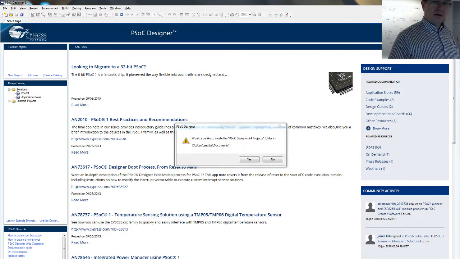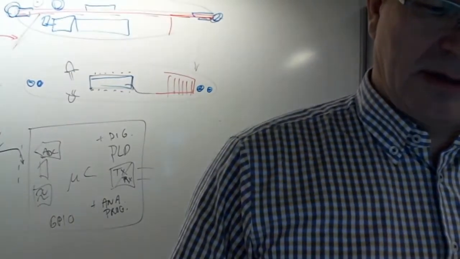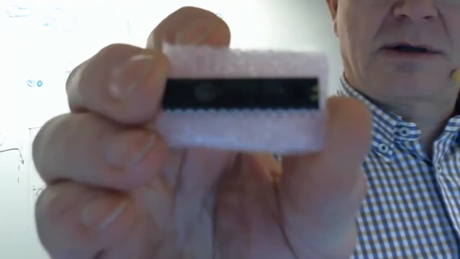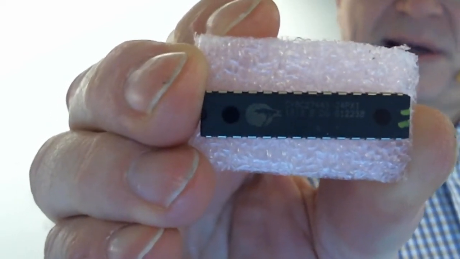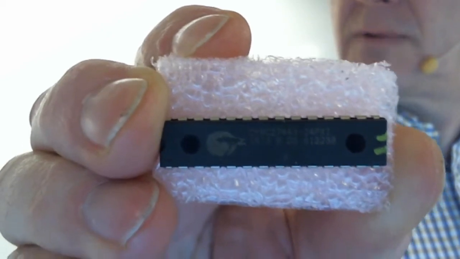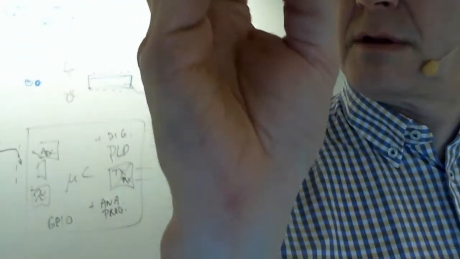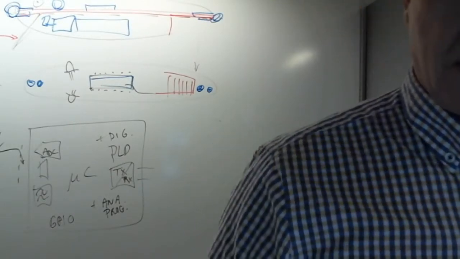Okay, let me see if this camera actually does anything for it. So that chip, it says CY8C27443. If you have that one in a package, still change this one.